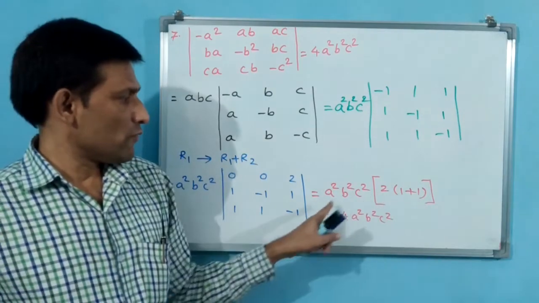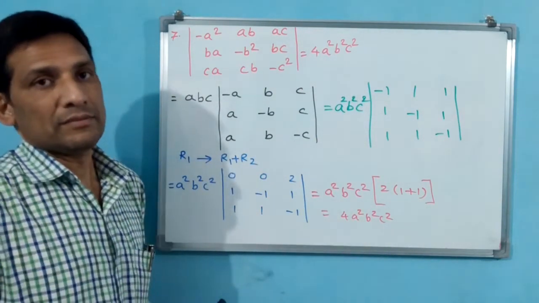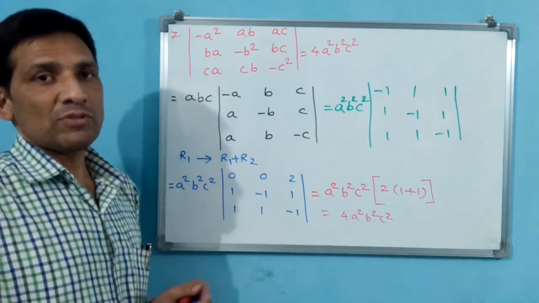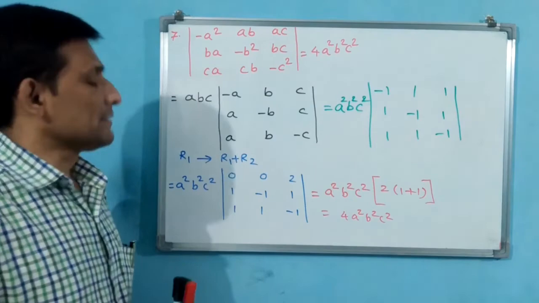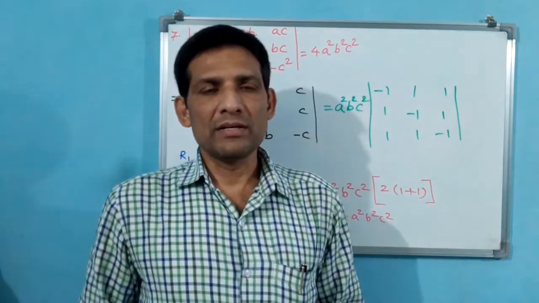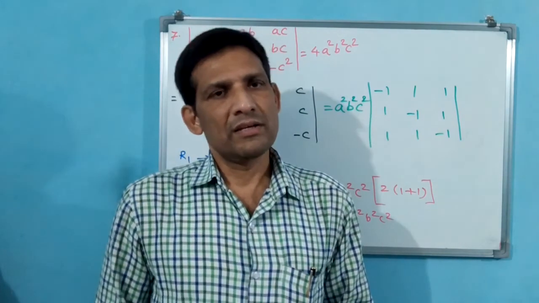Because 2 into 2 is 4, 4 a square, b square, c square is going to come. This is your answer, RHS. You understand? See, like this you have to apply concepts and get the answer. We will stop this class here. 7 questions we have done. Remaining questions we will try to solve in the next class. Okay, thank you very much.